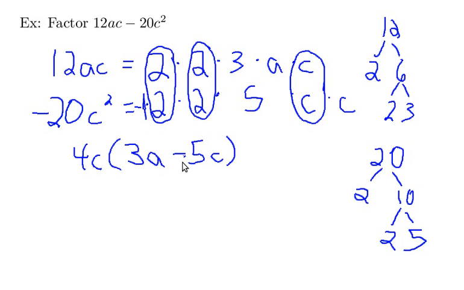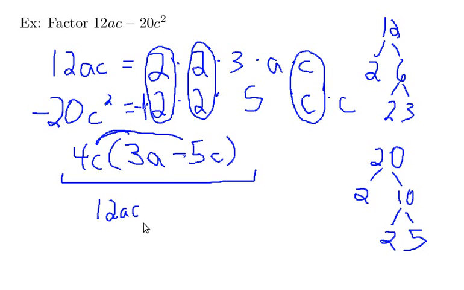So this should be 3a minus 5c right there. So keep in mind that if it's minus here, it's going to be minus here. That's very important. So 4c, this should be the final answer. Let's go ahead and double check it and make sure it's right. So we have 4c times 3a, that's going to give us 12ac, and 4c times minus 5c is going to give us minus 20c squared, and that gives us the original problem.